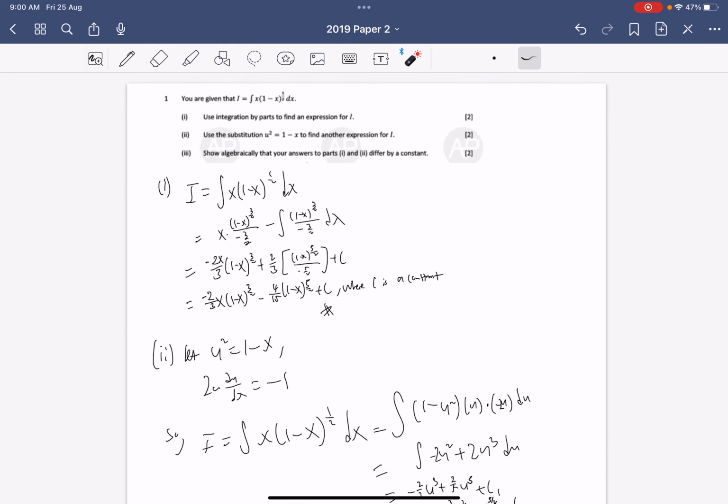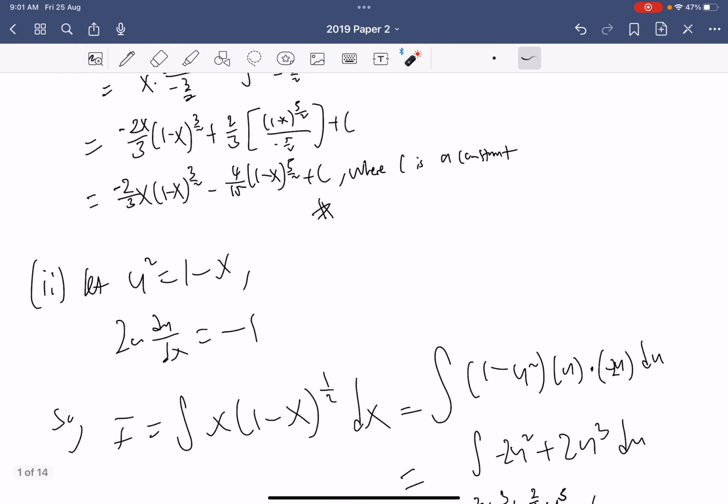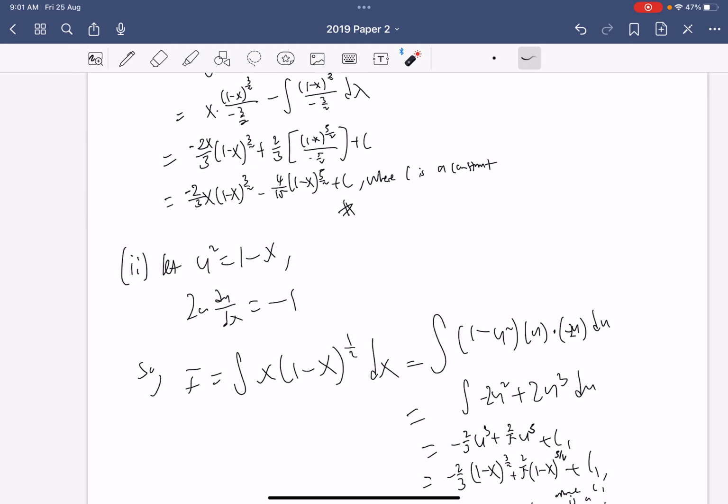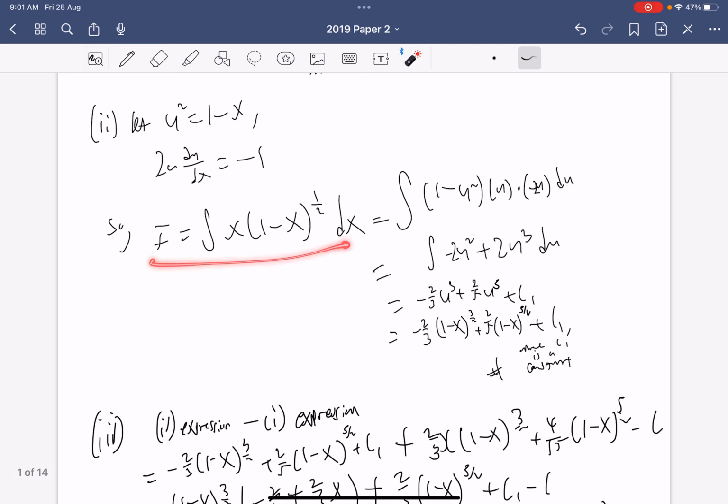And actually in the second part, they now ask you a different way to integrate it using substitution, using u squared equals 1 - x. So u squared equals 1 - x, then when you differentiate, 2u du/dx equals -1. So we can now do the integration by substitution. When we want to integrate this, we know that x is 1 - u squared. This square root of 1 - x is u, and the dx changes to -2u du.